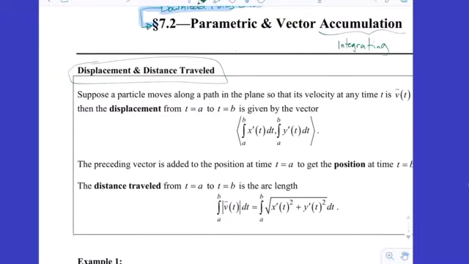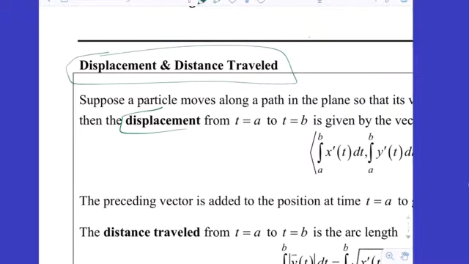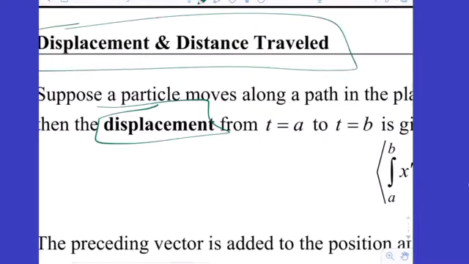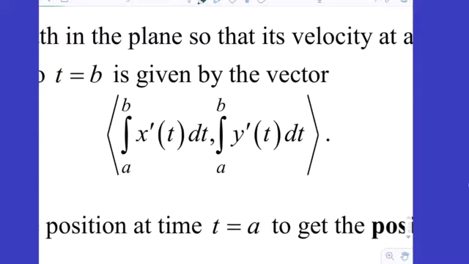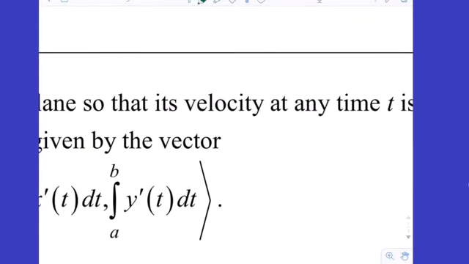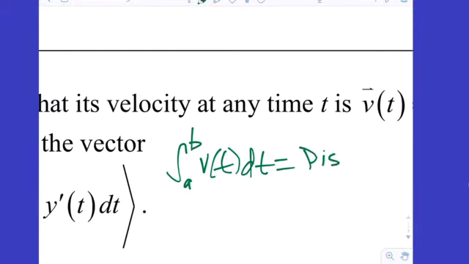at any time, then its displacement, which remember is its net change, is going to be given as a vector. It's the integral of the component velocity. So that's similar to what we did back in the day with linear. If we integrate from a to b of the velocity function, we get displacement, which is net change, right? Positive and negative would cancel.